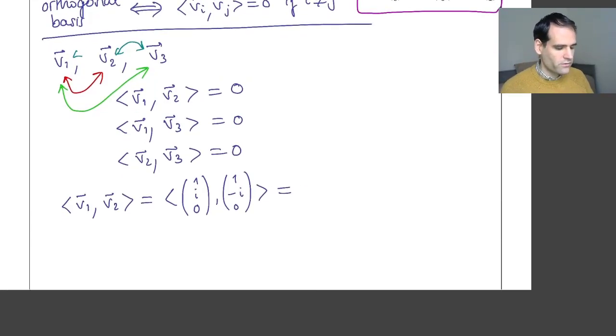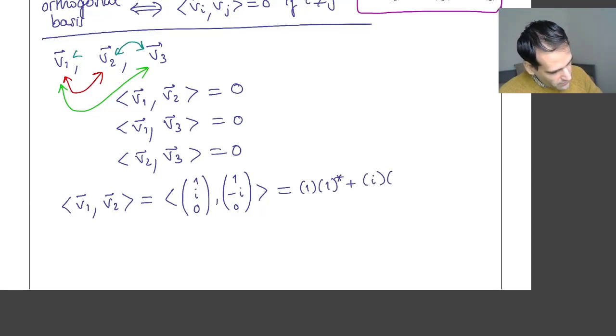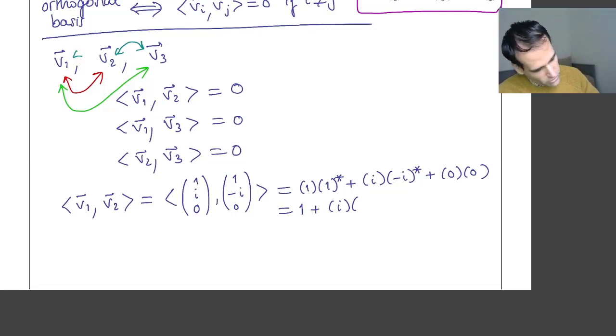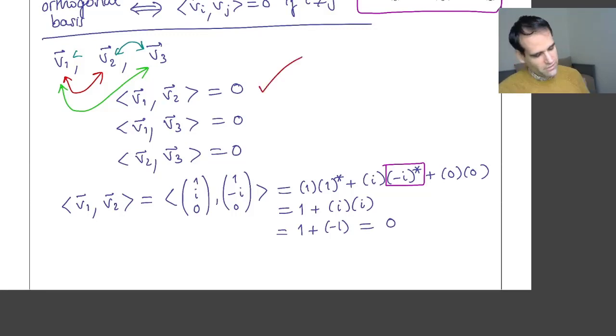So how do we do the inner product? Remember, we do the dot product of the first vector times the complex conjugate of the second vector. So we do 1 times 1 complex conjugate plus i times minus i complex conjugate plus 0 times 0. And that is equal to 1 plus i times the complex conjugate of minus i. So what's the complex conjugate of minus i? It's equal to plus i. Yeah. And therefore this is equal to 1 plus minus 1, which is equal to 0. So the first equation is fulfilled.